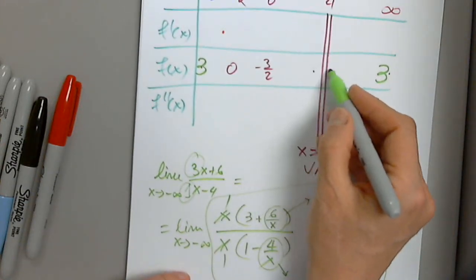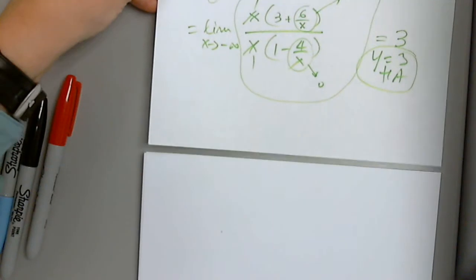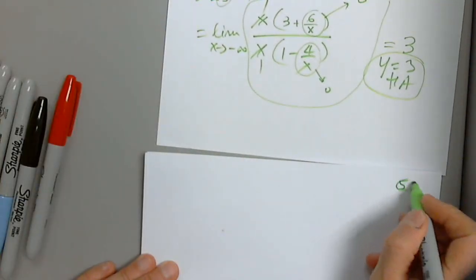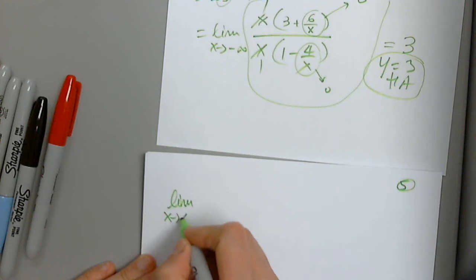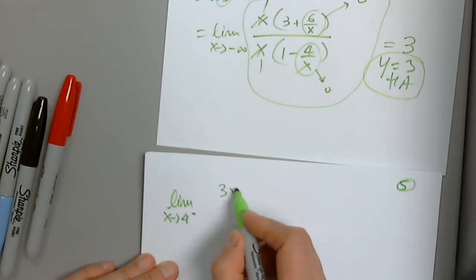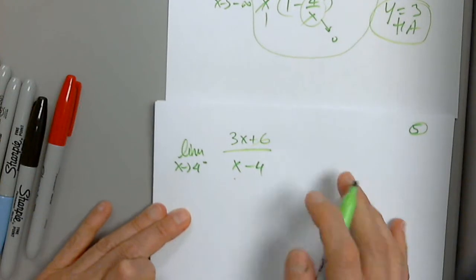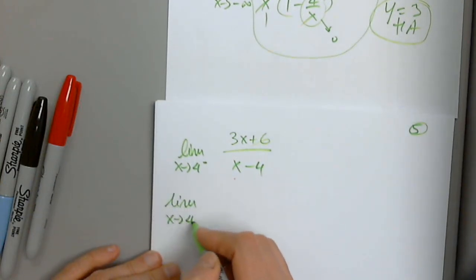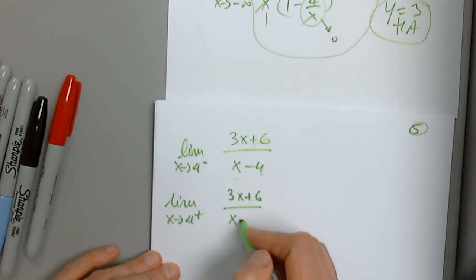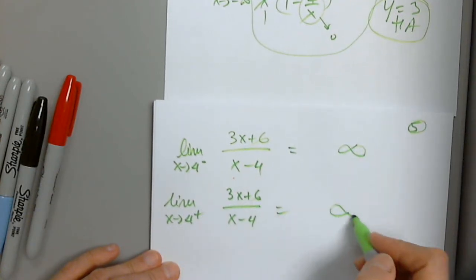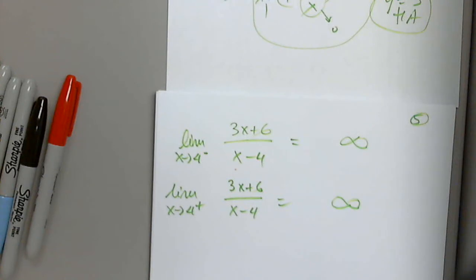Now let's determine the limits left and right of 4. So I need to find the limit as x approaches 4 from the left of (3x plus 6) over (x minus 4), and the limit as x approaches 4 from the right of (3x plus 6) over (x minus 4). I know the answer. There is no doubt in my mind. It's a vertical asymptote. But what I don't know is the sign. 4 from the left means 3.9. Positive top. But what about the denominator? Negative. So then the sign is?